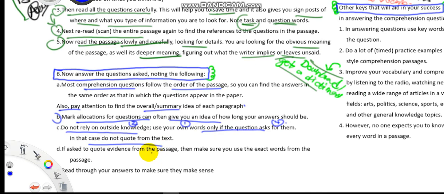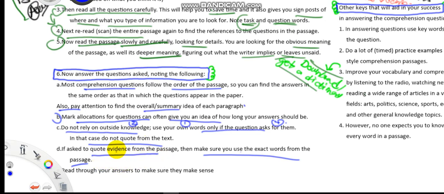And then D, if asked to quote evidence from the passage, make sure you use the exact words from the passage. If you are asked to find evidence in the passage that shows something, go to the passage and quote exactly the words that have been used there. Do not mix them with your own words.